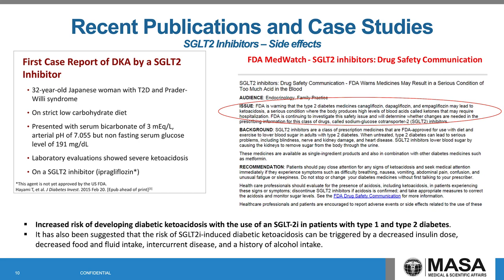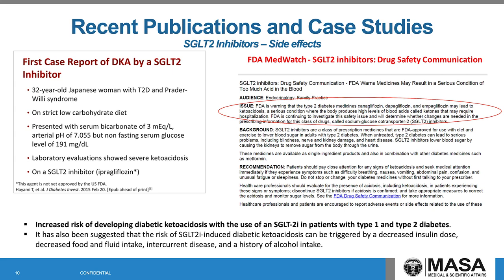Now, if we look closer, unfortunately, the increase in ketones for people taking SGLT2 inhibitors can be very significant, as shown here in the case report of a 32-year-old Japanese woman who has diabetes with Prader-Willi syndrome, and she was on SGLT2 inhibitors. She presented in the ICU with a DKA case.